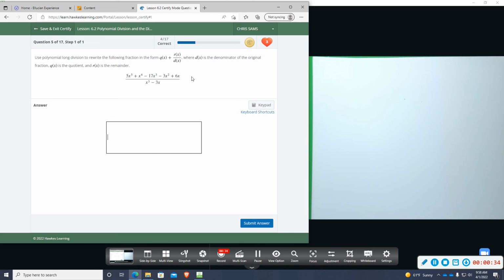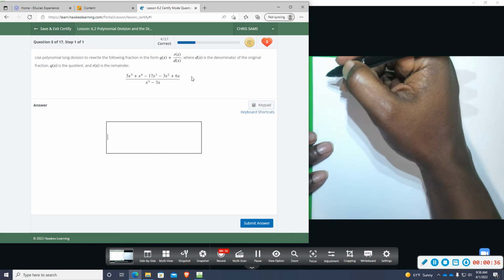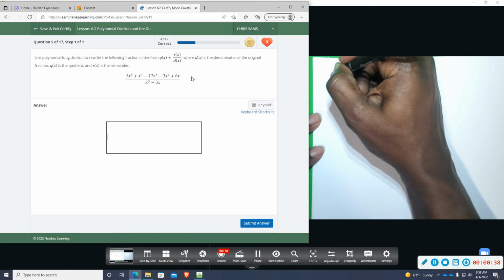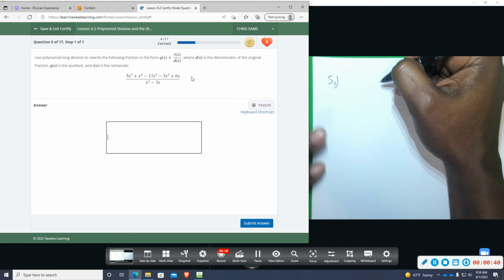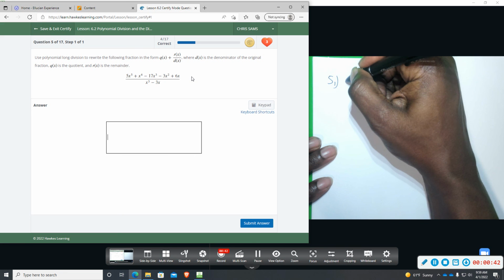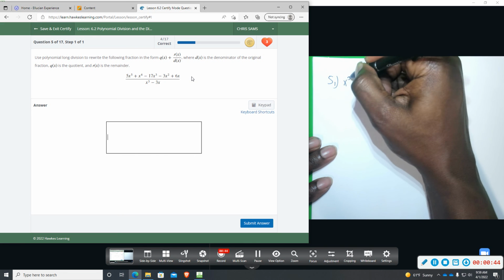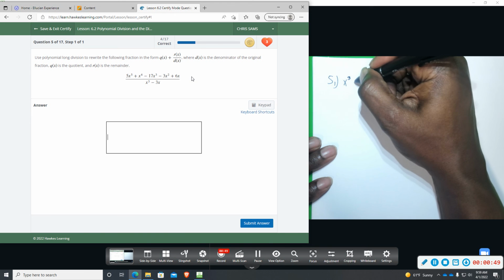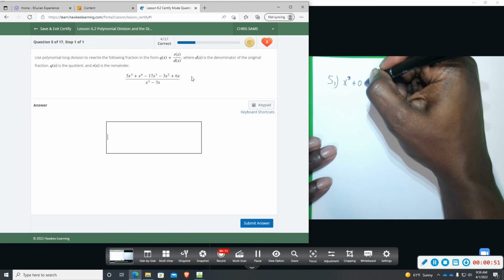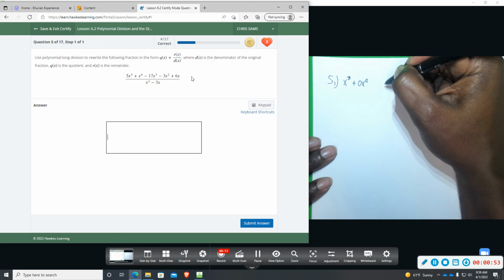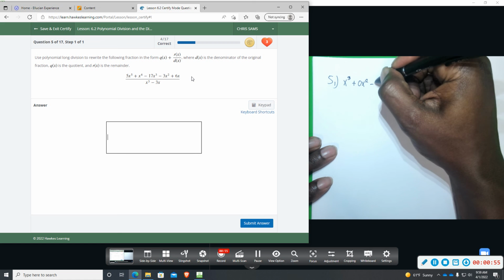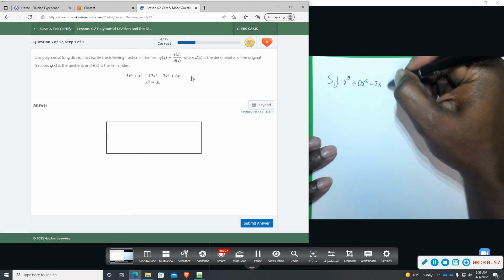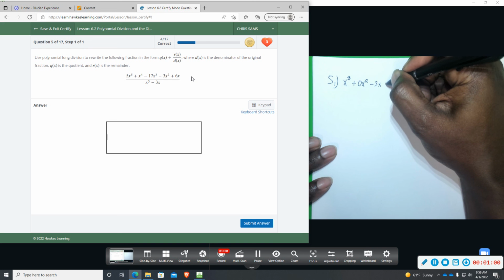So this problem has a lot of missing pieces, and we need to fill them in so that everything lines up correctly. So we have an x to the third on the bottom. We do not have an x squared, so I'm going to say plus 0x squared. And then we have a minus 3x. And then we do not have our constant term, so I'm just going to say plus 0.